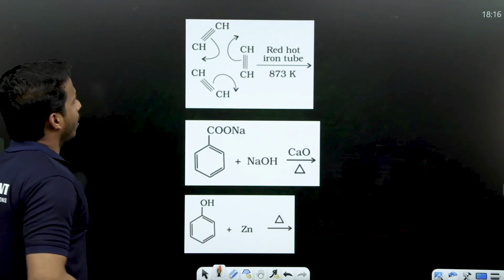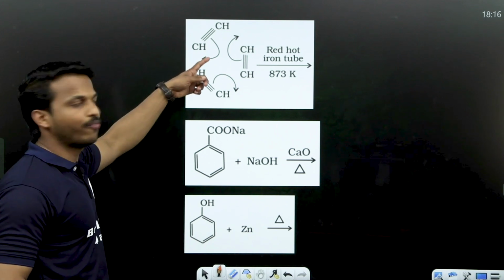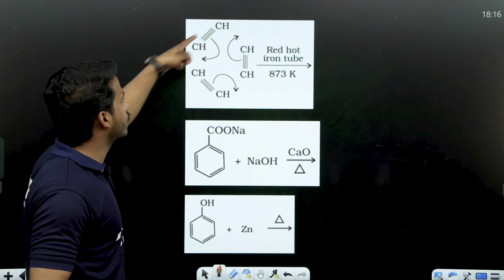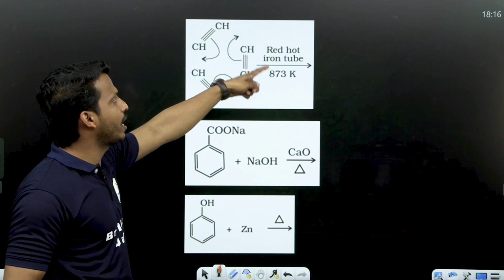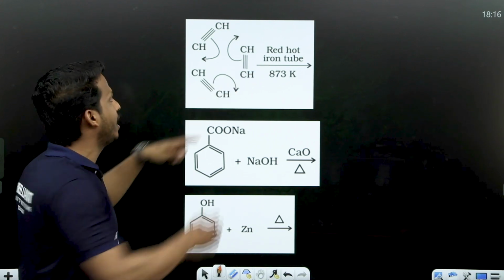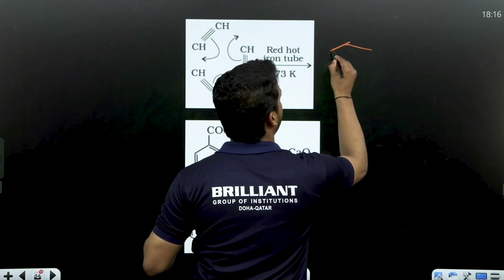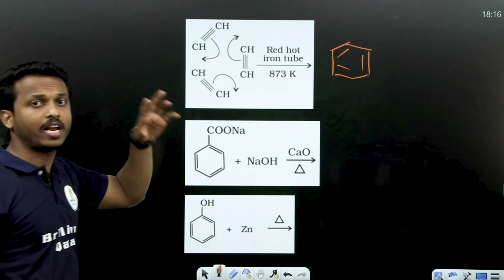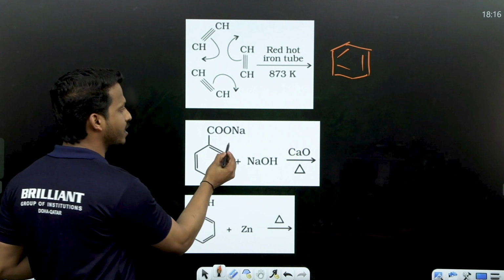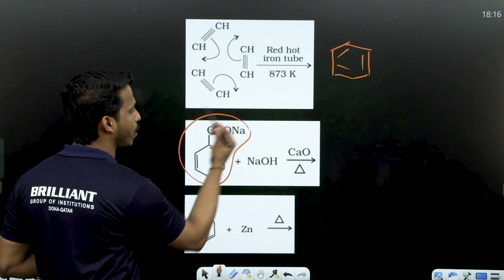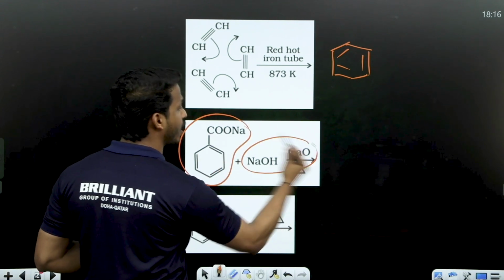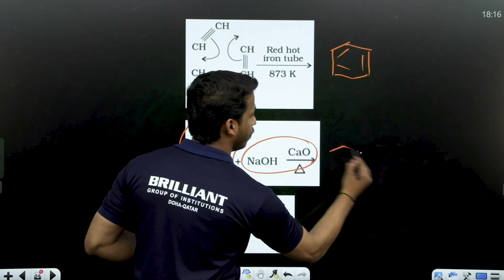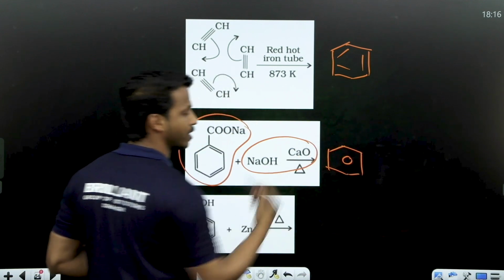Then, what is this reaction? Say fast, dear all. Three molecules of ethyne, when passed through a red hot iron tube at 873 K, undergo cyclic polymerization. You will get benzene, the aromatic compound. What is the reaction called? Cyclic polymerization. What is this? Sodium salt of benzoic acid. When it undergoes decarboxylation, what do we get? Benzene. These all are preparations of benzene.